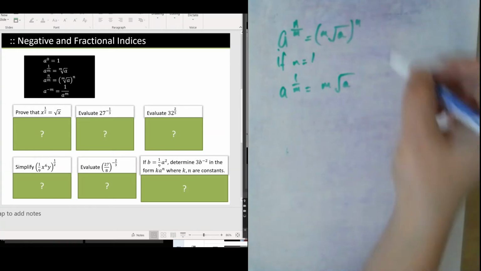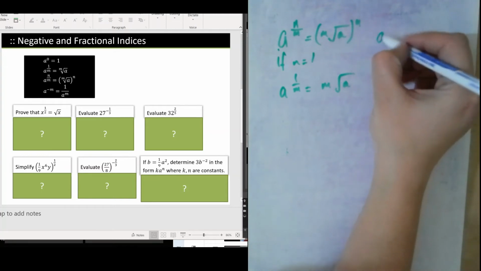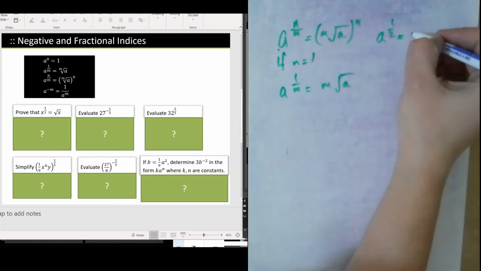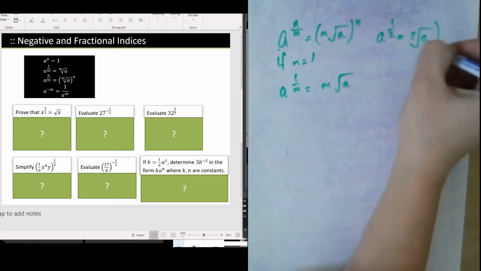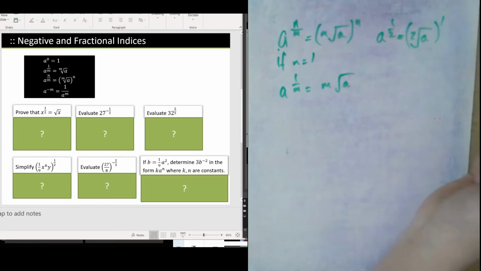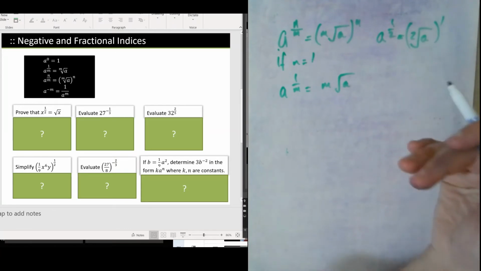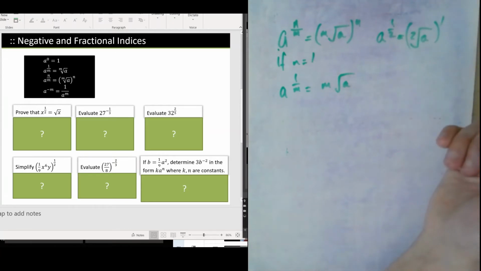So from here, using this one, you could say a to the power of a half is the square root of a. This is one way of thinking about it if you can't remember square roots, cube roots, fourth roots or anything else.